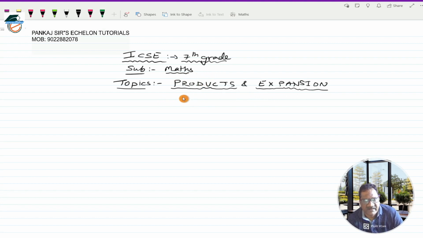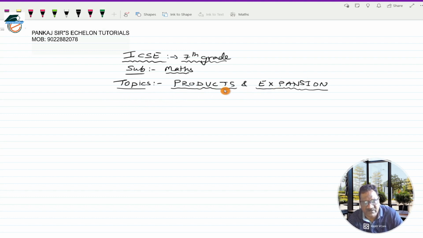Now this is a very cute, short, but very important topic. Many students are not very familiar with this expansion, with this product. Once you know what are the rules that work behind it, things will automatically fit into your brain and you'll start working. So today's session we can start with what are products and what are expansion.